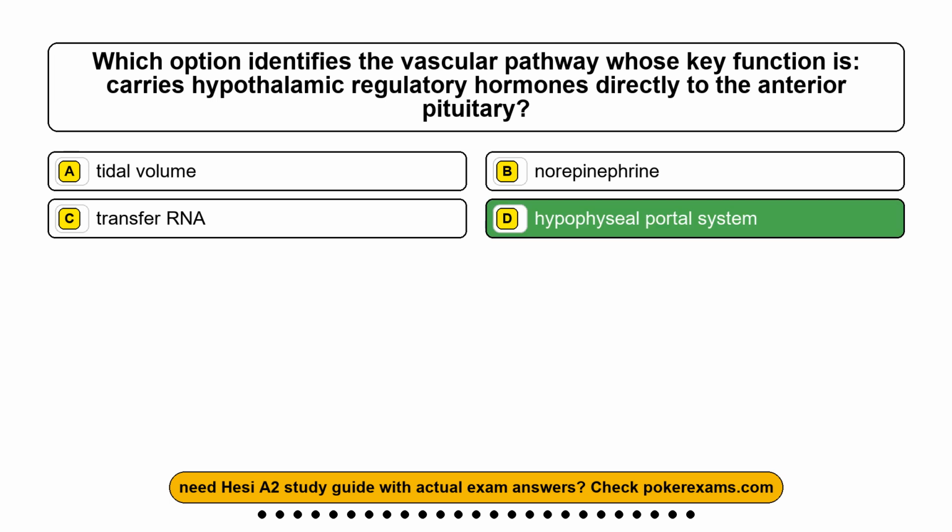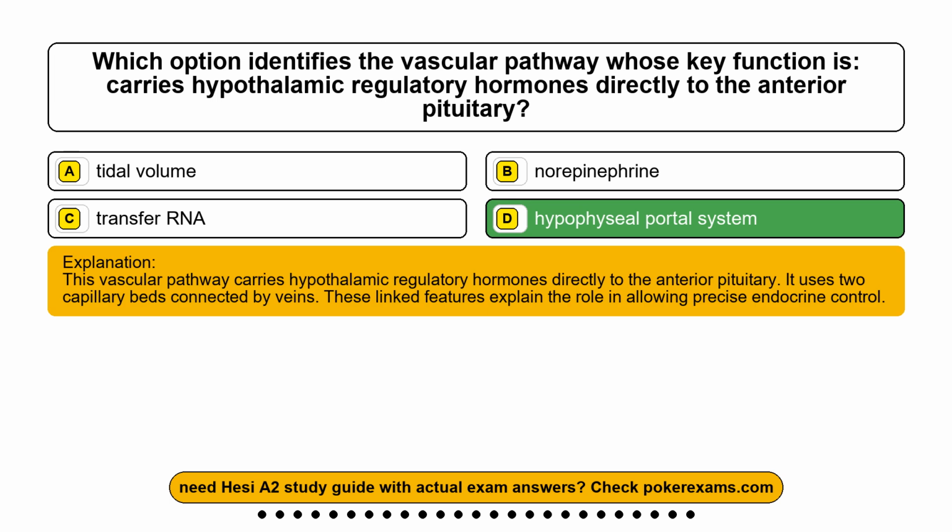The correct answer is option D, hypophyseal portal system. This vascular pathway carries hypothalamic regulatory hormones directly to the anterior pituitary. It uses two capillary beds connected by veins. These linked features explain the role in allowing precise endocrine control.